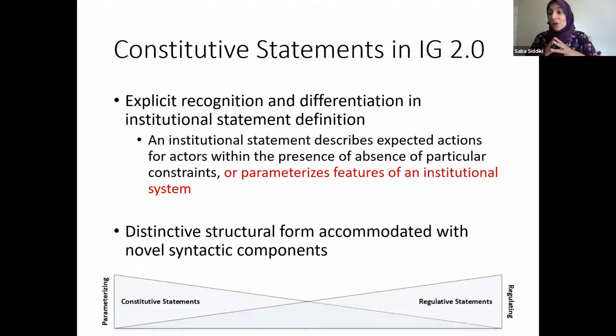One, we offer an alternative definition of institutional statements in which we call out the possibility of having institutional statements that play a different functional role within institutional systems. So we've modified this definition of an institutional statement now to be a statement that describes actions for actors within the presence or absence of particular constraints, or parameterizes features of an institutional system, where the latter pertains to constitutive statements. But importantly, we've also introduced a novel set of syntactic components that would be applicable when you are coding constitutive statements.